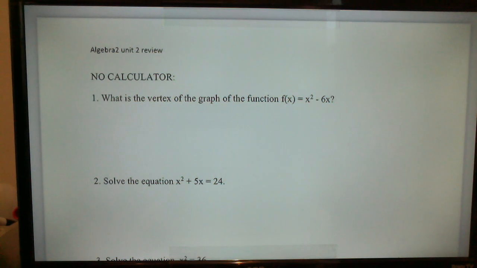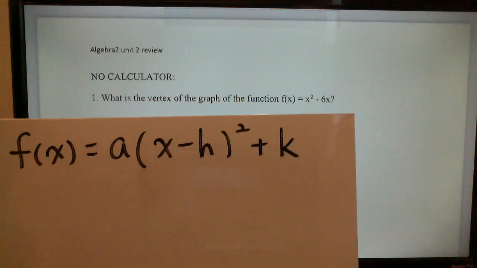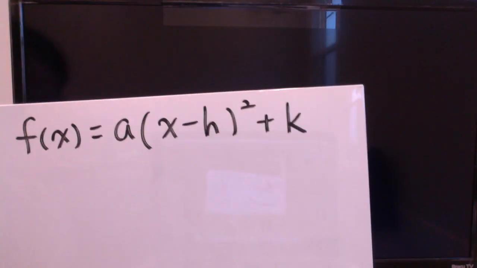We'll go over number 1. So what is the vertex of the graph? It's given f(x) = x squared minus 6x. So we need to know the vertex. So vertex for me is right here, right?